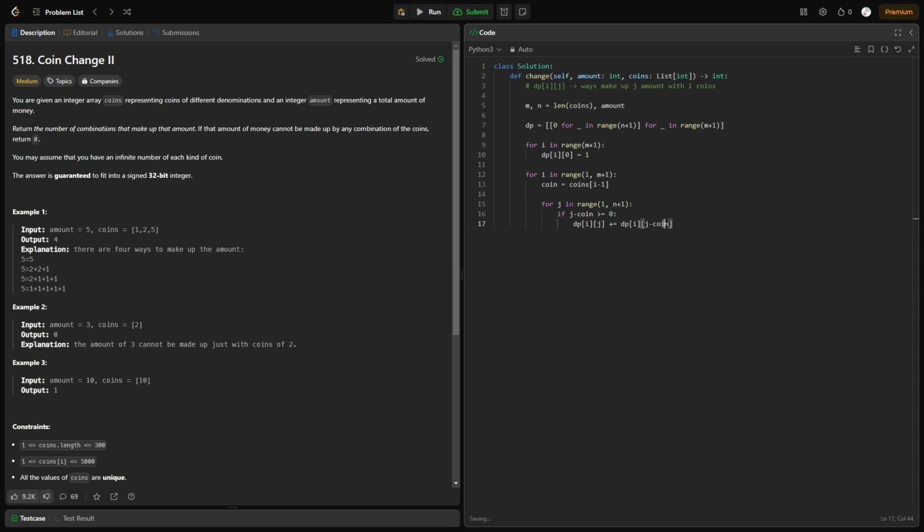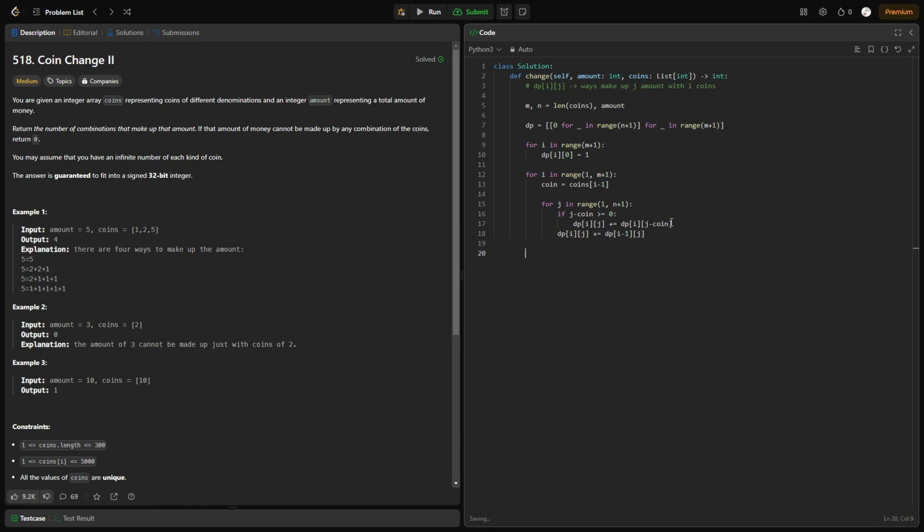j minus coin is the number of ways we can make up the amount j minus the current coin. So if we add the current coin to j minus coin, that's going to be the number of ways to make up the current amount, which is dp[i][j]. We could also not use the current coin. So if we don't use this current coin at all, then dp[i][j] should plus equals the row above, which is when the current coin has not been introduced yet, which is going to be dp[i minus 1][j].